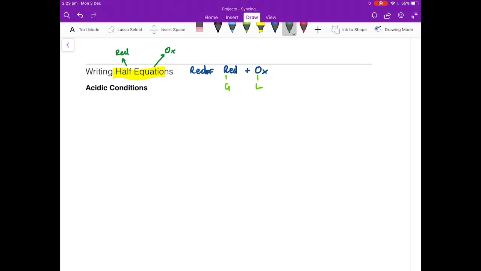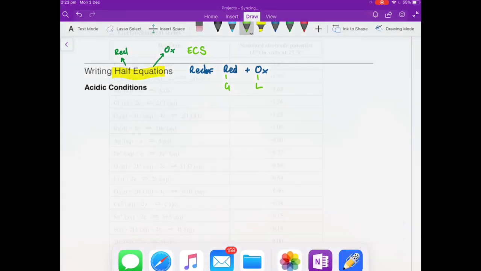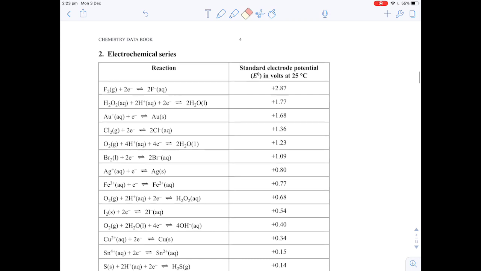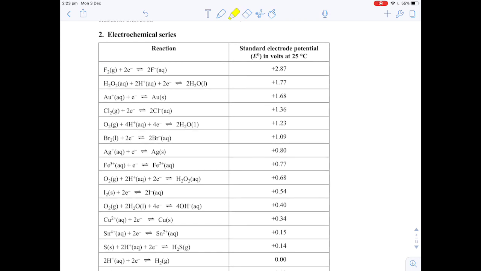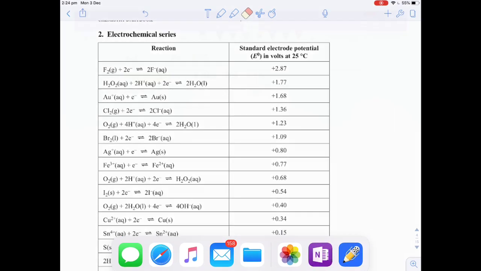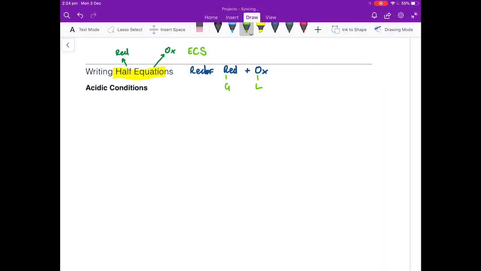Now, whenever you're answering VCAA questions for redox, you might be able to find half equations in the electrochemical series in your data book. So the electrochemical series looks like this. It's table number 2 on page 4, and each of these lines is an individual half equation. We'll be going over this in a little bit more detail in later areas, but for now just know that everything listed here is a half equation. Now back to our notes.